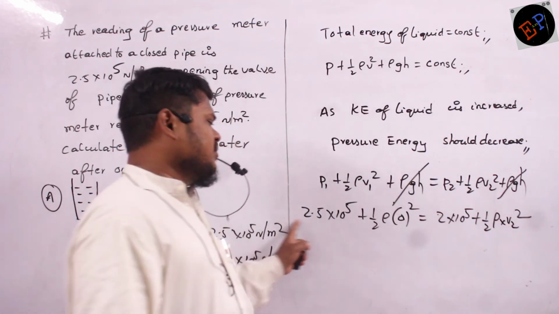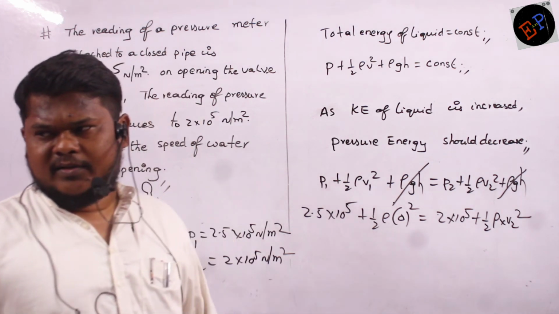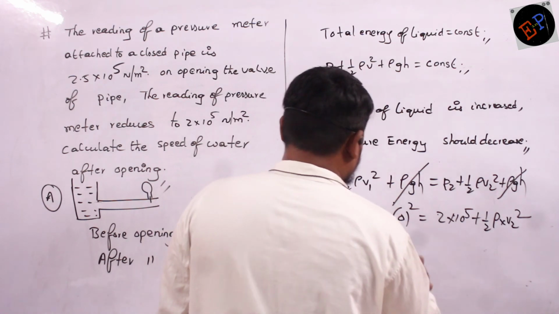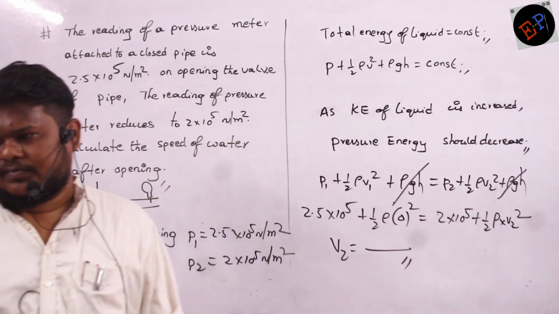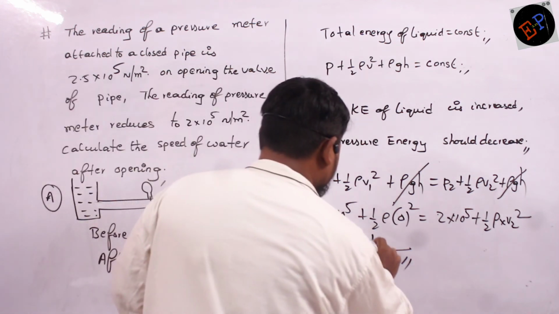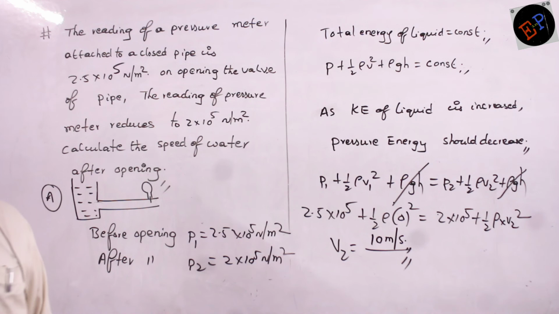So here what is the only unknown quantity we have? V2. The density of water we already know. Density of water is 1000. So calculate V2 from this. That is my required answer. If you do the calculation, the answer which you should get is 10 meters per second. That is the velocity of the liquid.